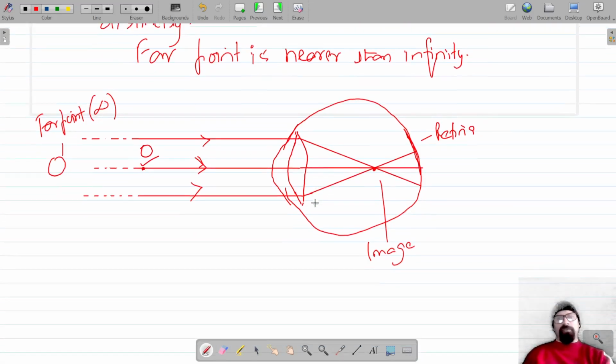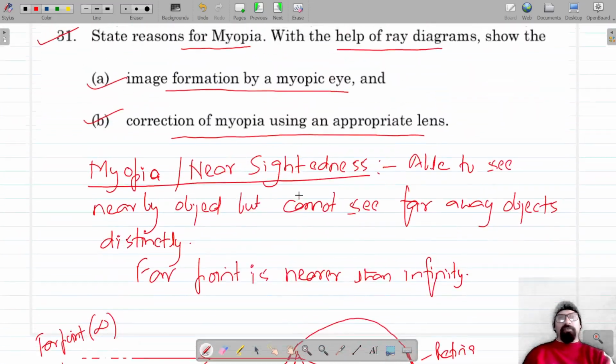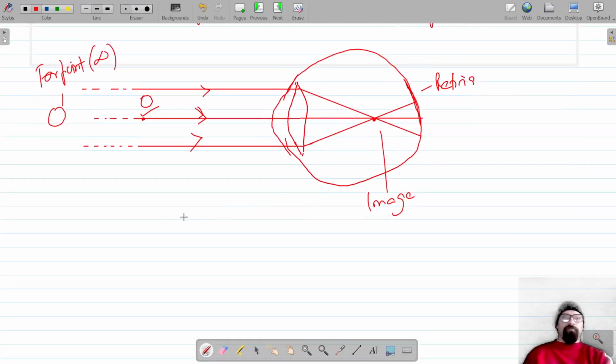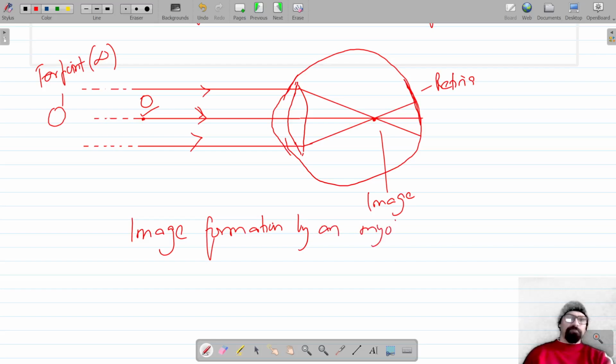So how are we going to correct this? So this is the image formation by a myopic eye. So I can write it here: this is the image formation by a myopic eye. Now this far point, which usually was at infinity, has come nearer than the infinity. So it has moved here.